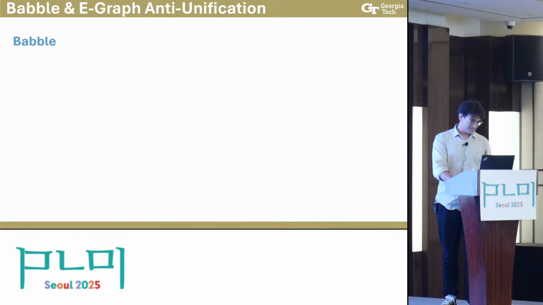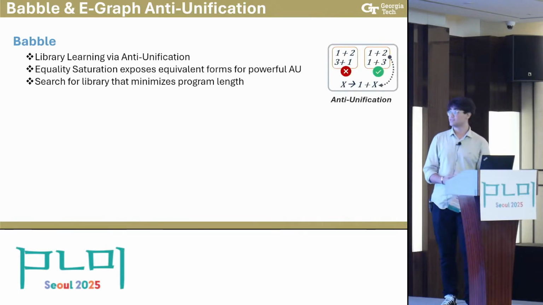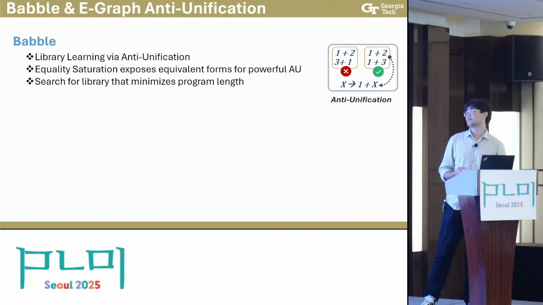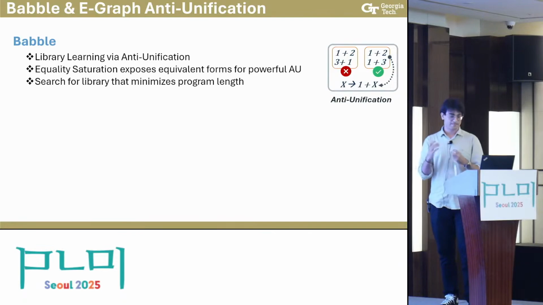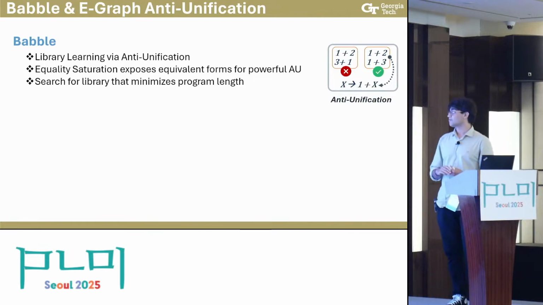So a few years ago, some of the members in this audience developed a tool called Babble. And what Babble does is explore library learning via a programming languages technique called anti-unification. And by library learning, that means when you have an input set of programs, you're learning common functions that can be used across the input set of programs. What anti-unification is, if you have some expressions, it's a way of determining a function abstraction over these expressions.